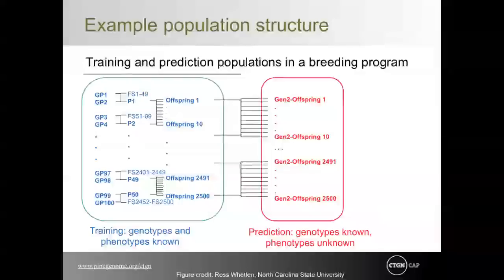Suppose now that 50 selections are made among the 2,500 offspring, and the selected individuals are crossed in pairwise combination to produce 100 progeny per cross, labeled Gen 2 offspring. These individuals are still so young that no phenotypes have been measured, but DNA samples have been taken and SNP genotypes determined. These individuals constitute the prediction population for the purposes of the breeding program. These are the individuals for which breeding values are to be predicted by the statistical model.